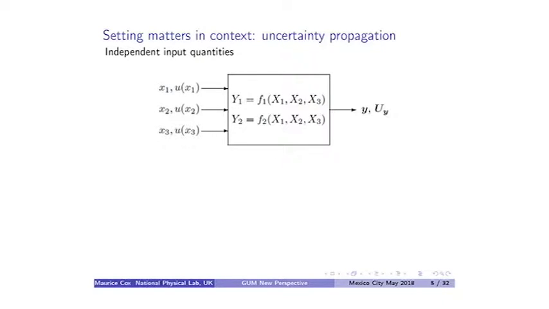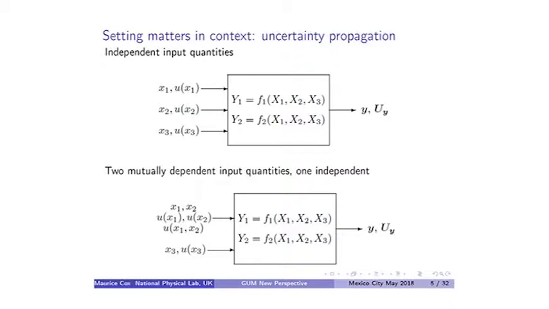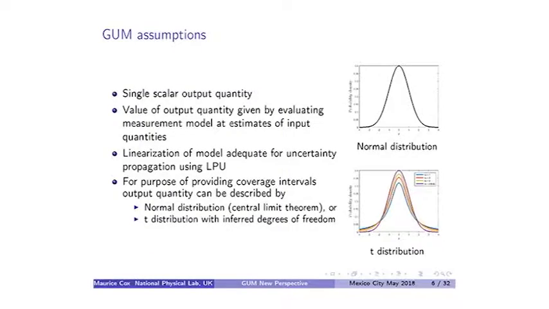y, and the associated covariance matrix, uy, which contains the variances or squared standard uncertainties, and also the covariance between, in this case, the two quantities. If we have mutually dependent input quantities, it's a little more complicated, but we can go through the same procedure. As I said, the GUM makes assumptions.